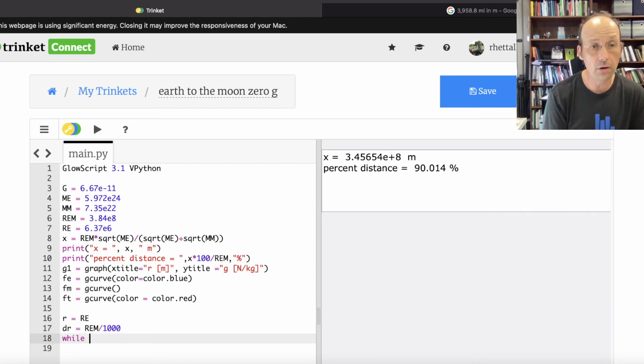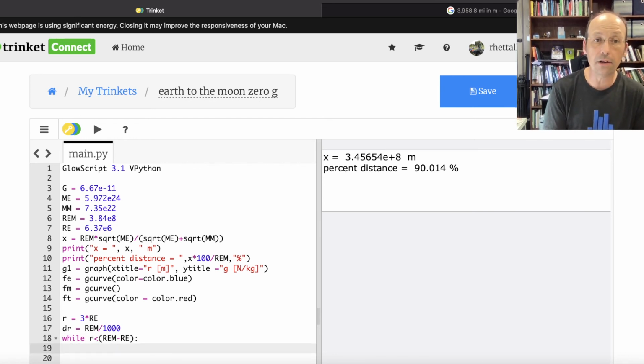Now I'm going to say while r is less than, I don't want to go all the way to the Moon, because then I will get an infinite amount. Actually, I think let's start this at 3 times the radius of the Earth. And let's go as long as it's less than Rem minus the radius of the Earth. I'm just making up something.